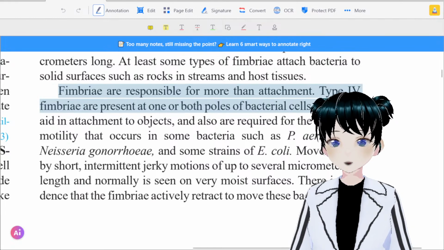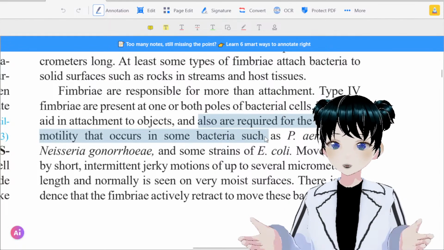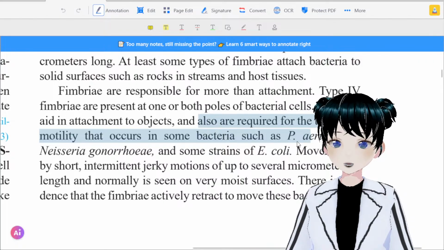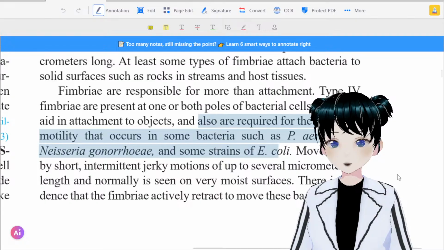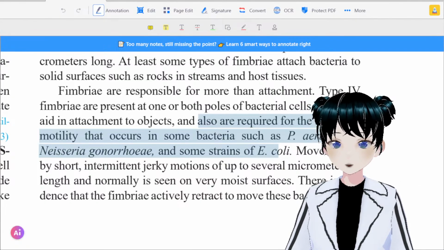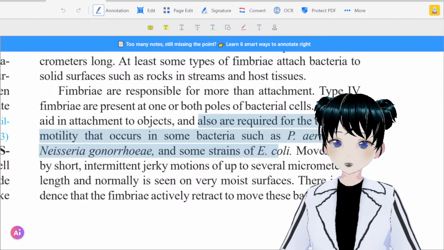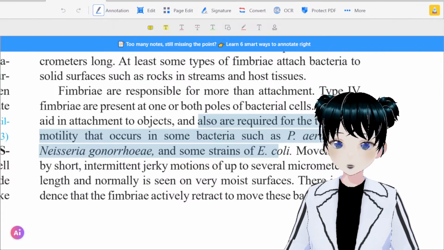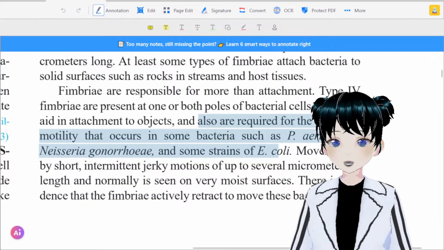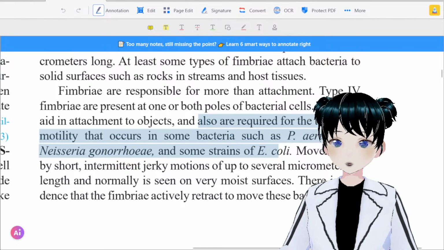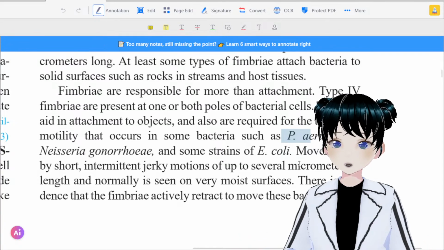They can add attachment to objects and are also required for a twitching motility that occurs in some bacteria such as Pseudomonas aeruginosa, Neisseria gonorrhoeae, and some strains of E. coli. Okay, so since we said that there are different types of fimbriae, they are saying type 4 acts as attachment and for twitching motility. It means they act both as attachment fimbriae and motility fimbriae. And they are saying these are present in strains like Pseudomonas aeruginosa, Neisseria gonorrhoeae, and E. coli.